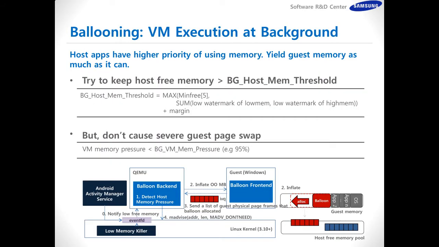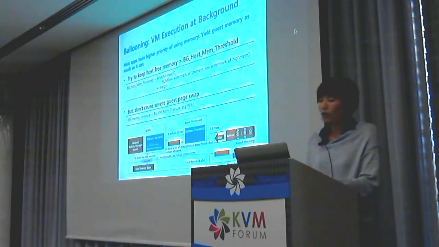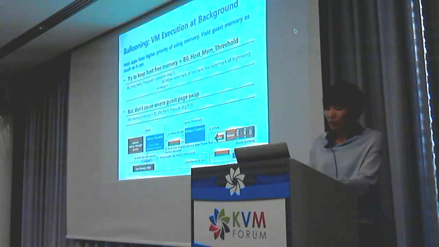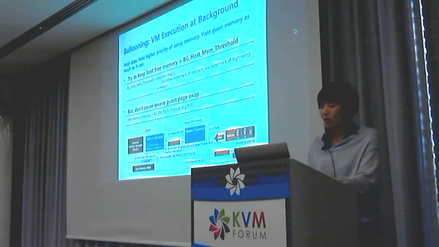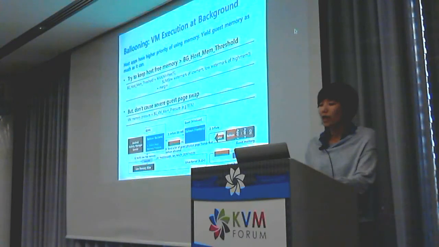When virtual machine is at background, host applications have a higher priority of using memory, so we yield guest memory as much as we can. We try to keep host free memory up to the level that no other background application in host has to be killed. But we don't want to push guest memory pressure too high, because it will induce page swap. The flow is the same as the previous one, except that the host memory pressure is received from Android Activity Manager service and low memory killer.